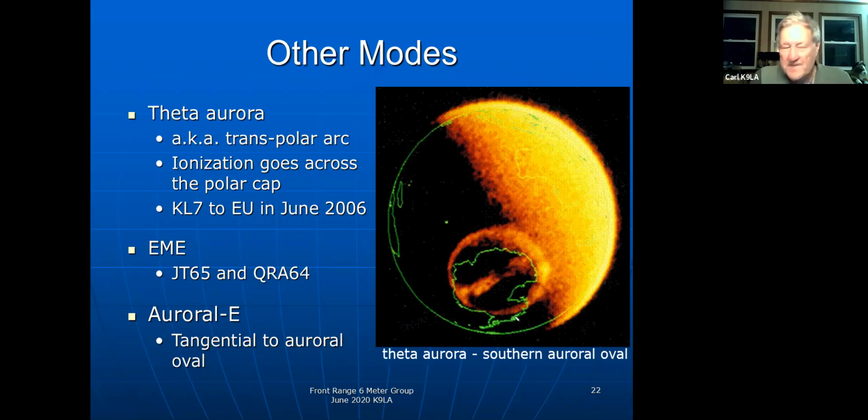EME, I've never worked EME. And aurorally, that's something that Bob Hunsucker, who's a silent key, KL7CYS, did a lot of work with when he worked at University of Alaska. It's a path that's tangential to the auroral oval. So it'd be something like that. My mouse going across, and he did a lot of that.